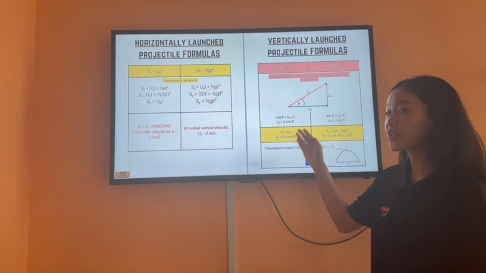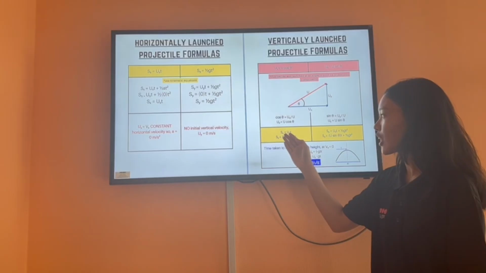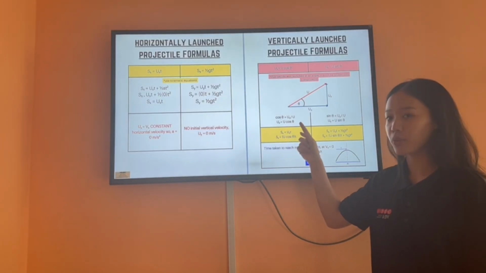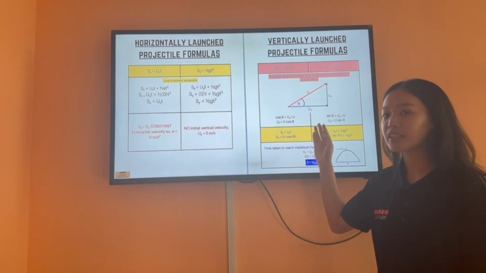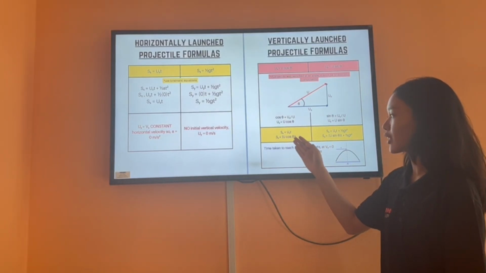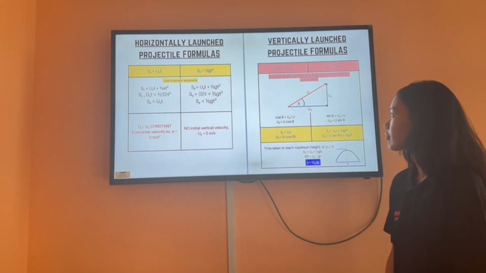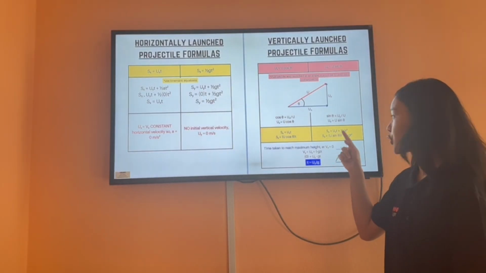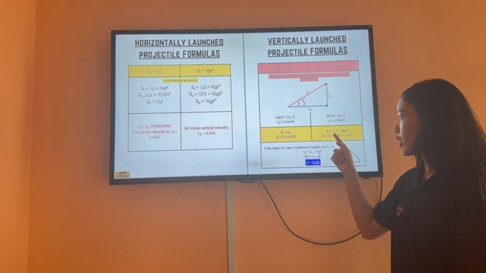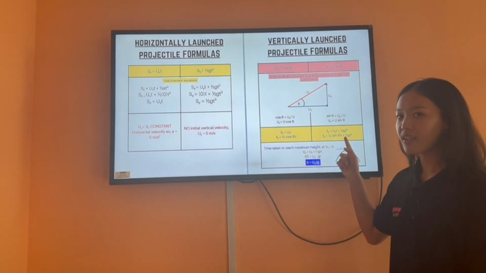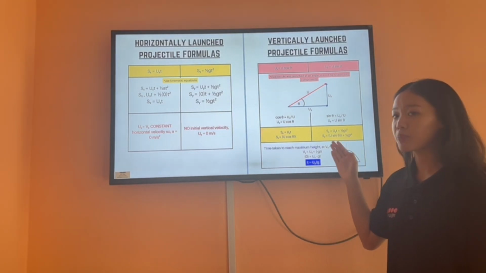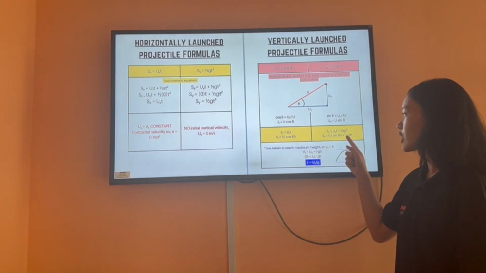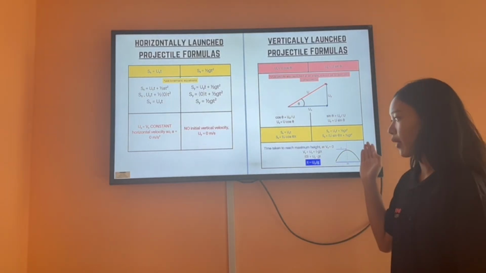For the horizontal displacement Sx, we can substitute the ux with u cos theta from this equation. So the horizontal displacement equals u cos theta times t. For vertical displacement, we can substitute uy from this equation with u sine theta. So the vertical displacement equals u sine theta times t plus 1/2 g t squared.